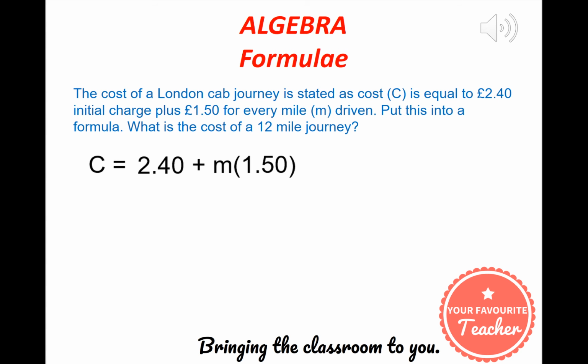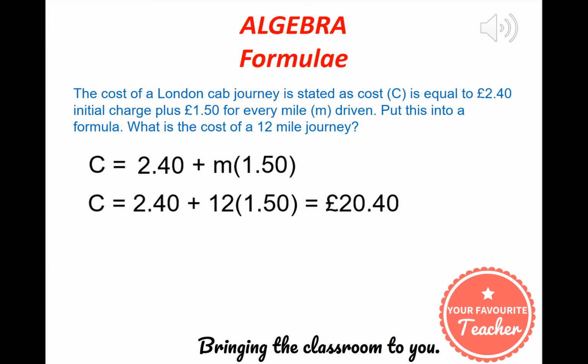In this case, it says, what is the cost of a 12-mile journey? So we now know what the value of m is. So we put m into the formula. So it becomes C equals 2.40 plus 12 times 1.50. And our cost, if we add up and multiply using BIDMAS, is £20.40.